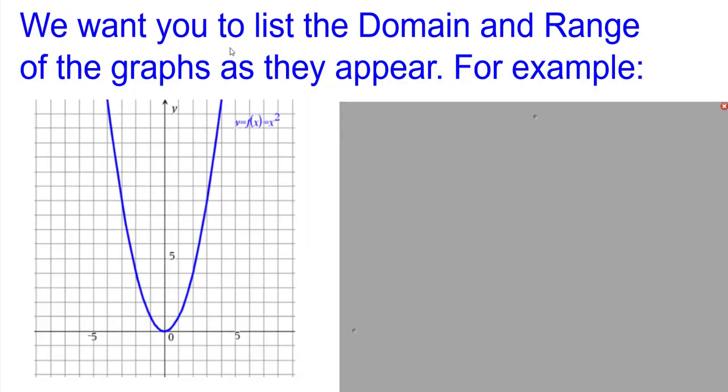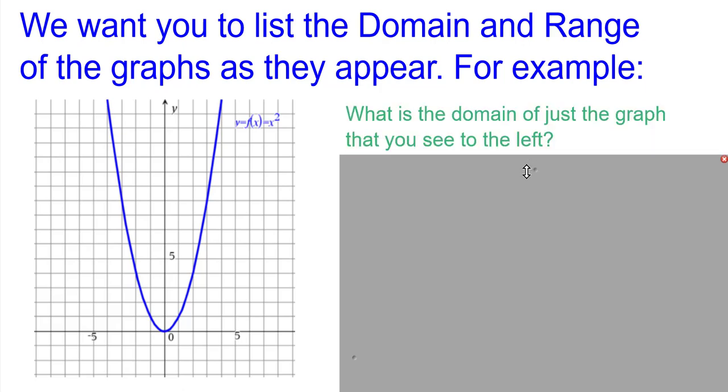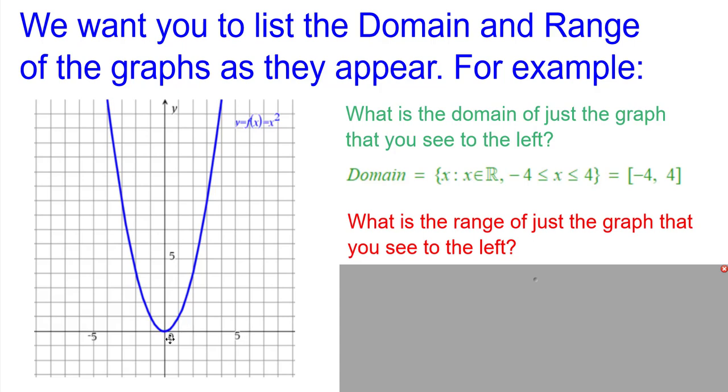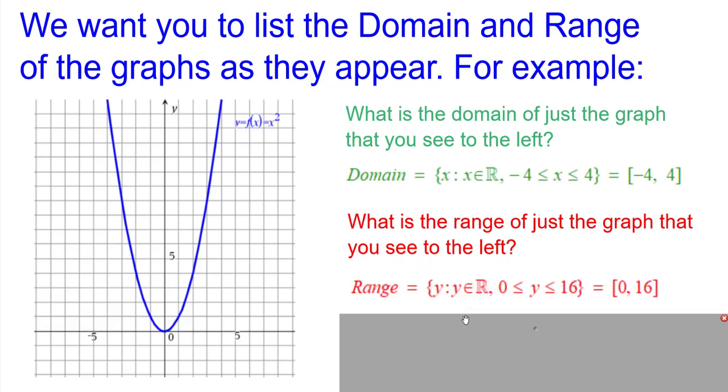And as we did before, we want you to list the domain and range of the graphs as they appear in this particular window. For example, what's the domain of this graph right here? Well, it looks like the x's go between -4 and 4 inclusive. We'll write it this way. And the range, the y values are from 0 to 16 inclusive, and we will write that again using this bracket notation here.